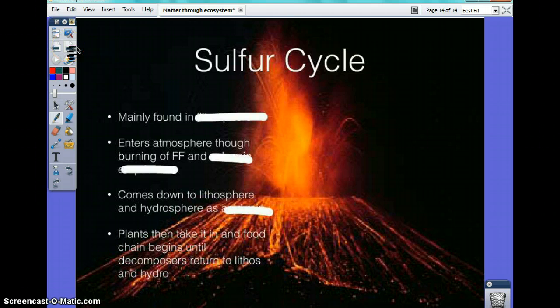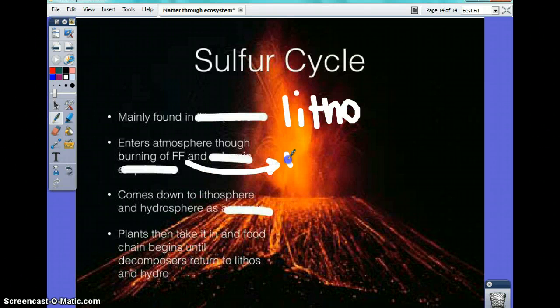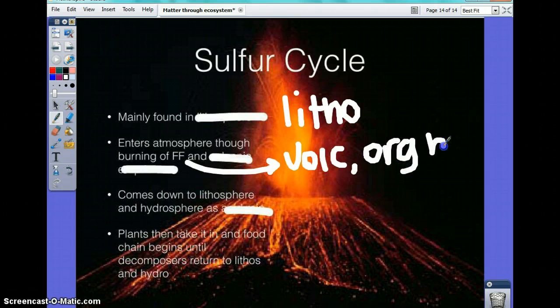Okay, sulfur. Where is it mainly found? It's also mainly found in the rock and ground. And it enters the atmosphere through the burning of fossil fuels and burning of organic matter. Good. Whenever you burn organic matter, you're going to release CHONPS. The only thing that doesn't enter the atmosphere is P. So every one of our cycles will be released, okay? CHON.